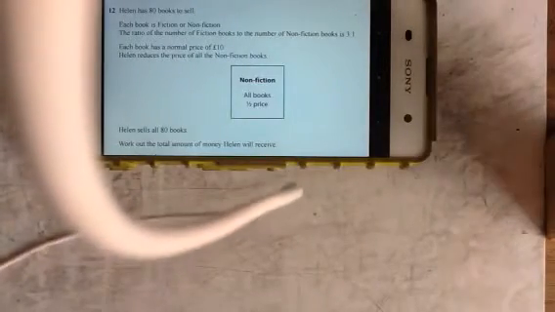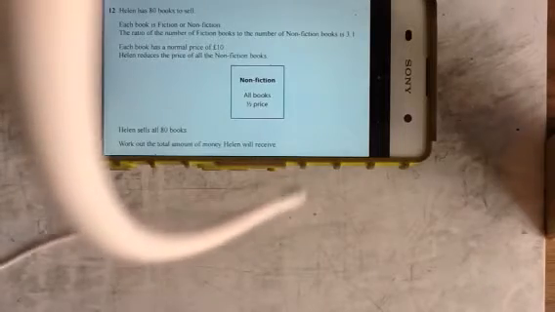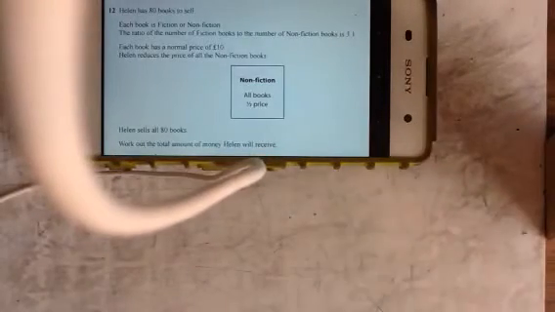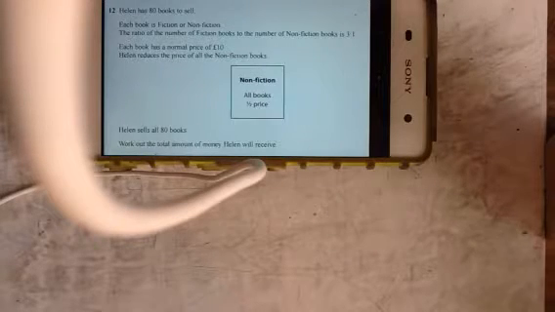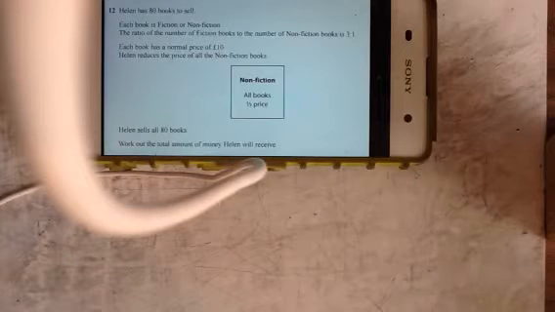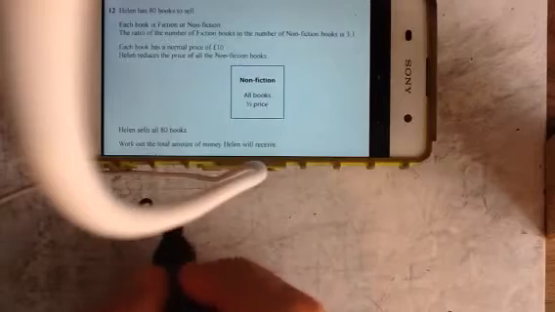Helen has 80 books to sell. Each book is fiction or non-fiction. The ratio of fiction books to the number of non-fiction is 3 to 1. Each book has a normal price of £10. Helen reduces the price of all the non-fiction books by half price. She then sells all 80 books. Work out the amount.